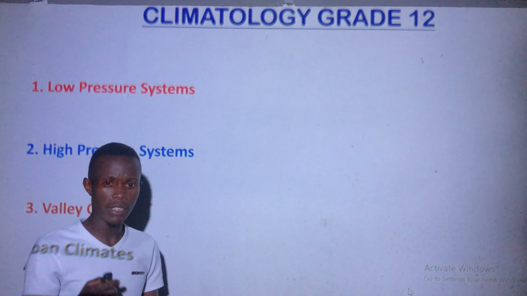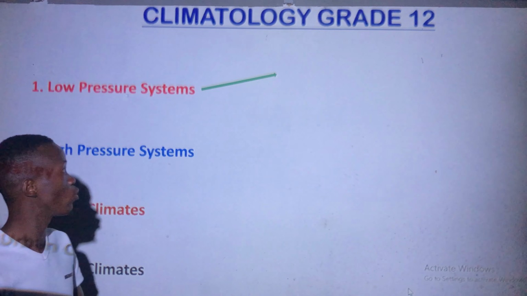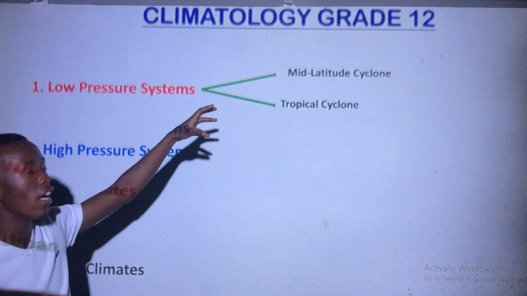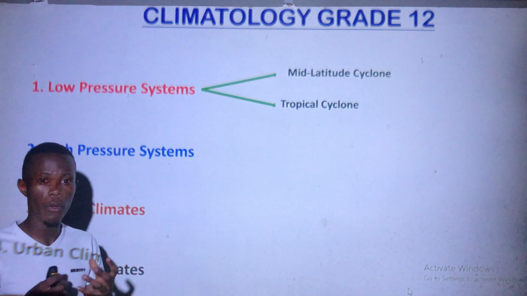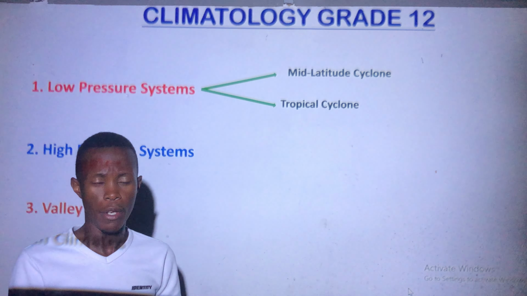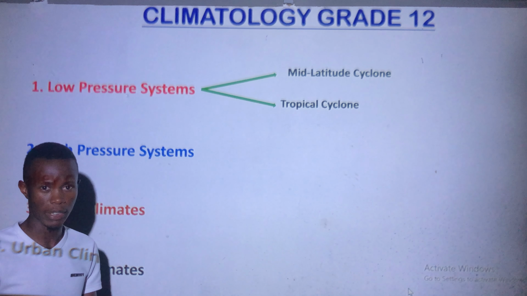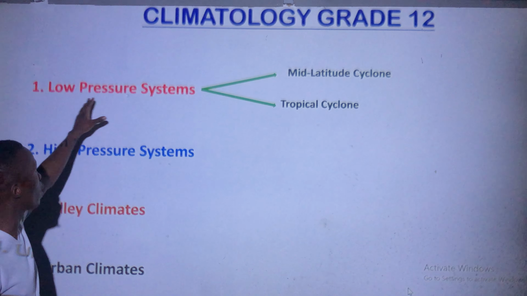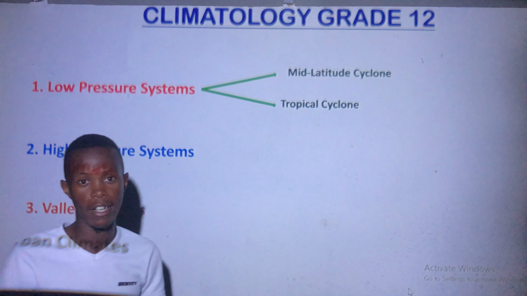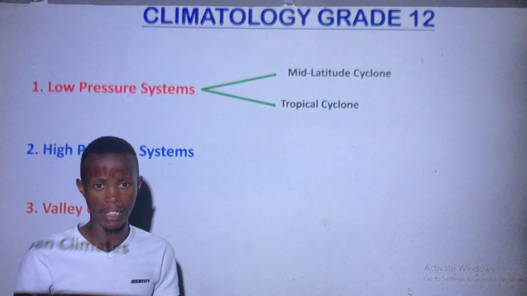So now let's see, what are the low pressure systems that we have in climatology grade 12? Firstly, we have the mid-latitude cyclone, and secondly we have the tropical cyclone. I hope you can see that we are being introduced to a new term, which is a cyclone. What exactly is a cyclone? A cyclone is just a low pressure system, which means the 2 cyclones that we'll be dealing with in grade 12 climatology are the mid-latitude cyclone and the tropical cyclone.